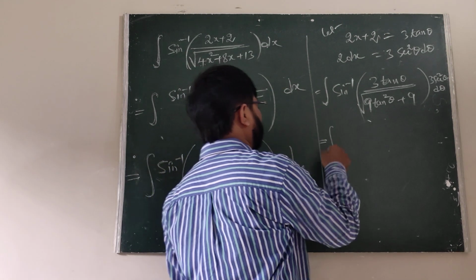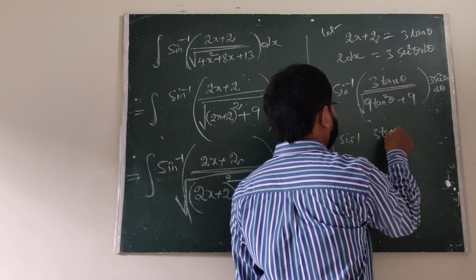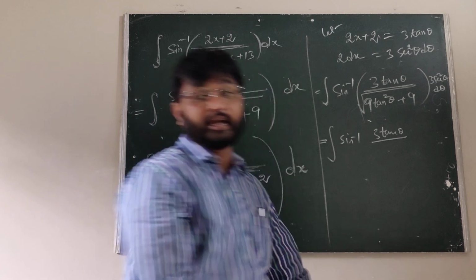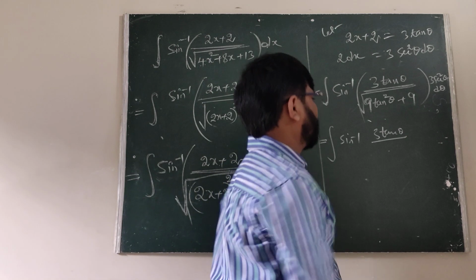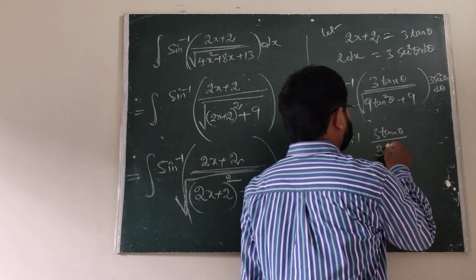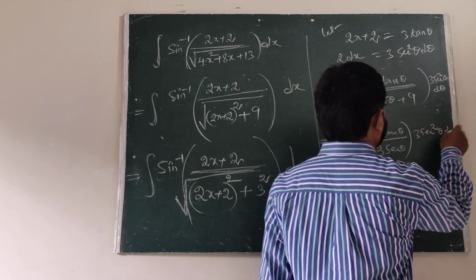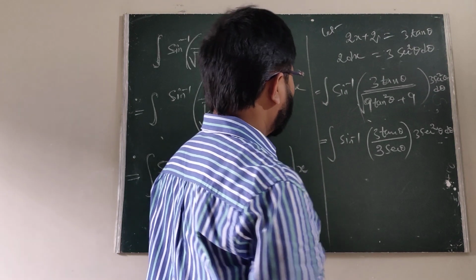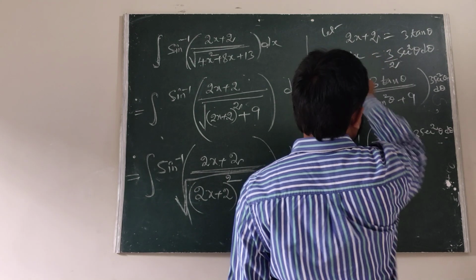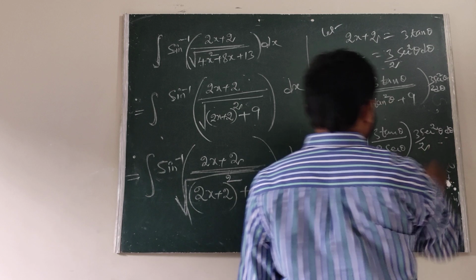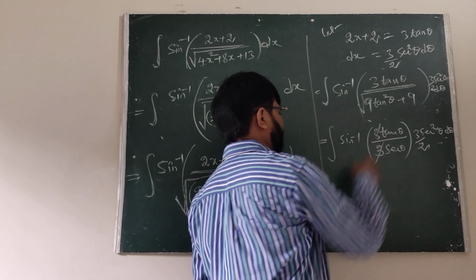Now what is this one? We are getting the sine inverse of 3 tan theta. Now we can take the common factor 9. Tan square theta plus 1 is secant square theta. This is 3 secant theta. Therefore this is 3 secant square theta d theta. Now what is dx? dx is, the 2 is sent across, that is divided by 2, therefore 3 by 2 secant square theta. Now these two are cancelled.